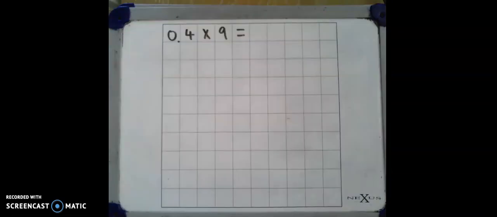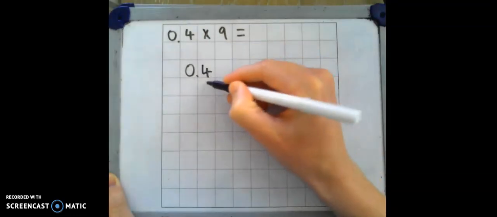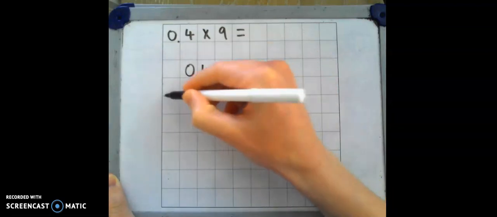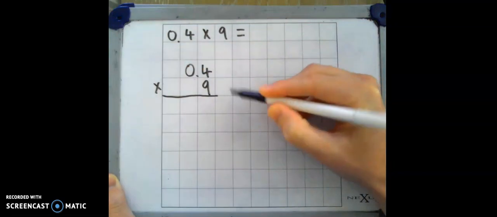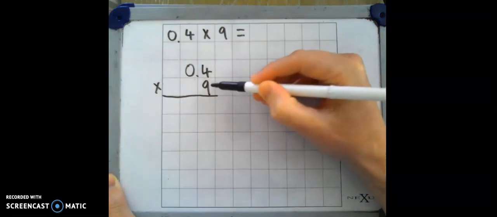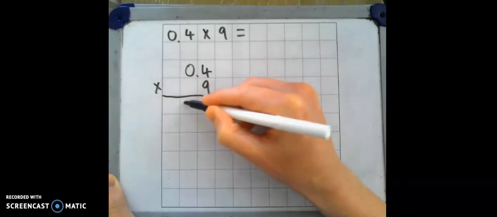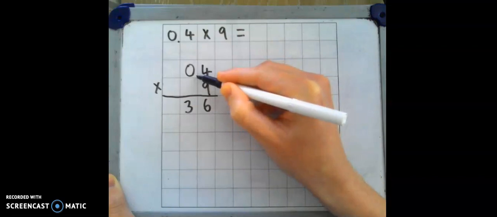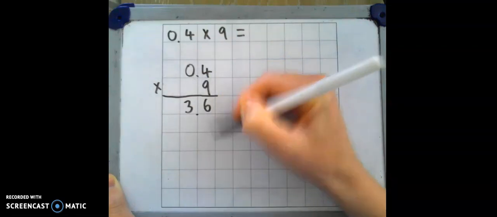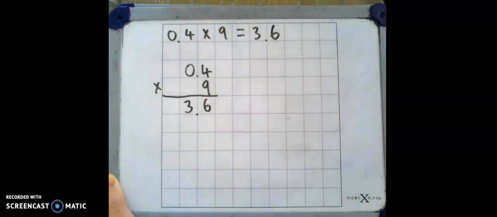Here's another example, 0.4 times 9. Again, I'm going to set it out in a column method because that helps me remember about the decimal place. So the fact that helps me here, 9 times 4. 9 times 4 is 36. Of course, 9 times 0 is going to be 0. Decimal point is there, so decimal point goes there. 0.4 times 9 is 3.6.